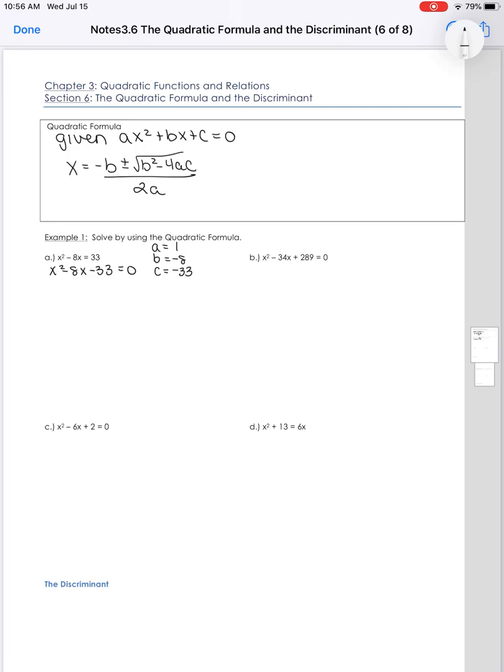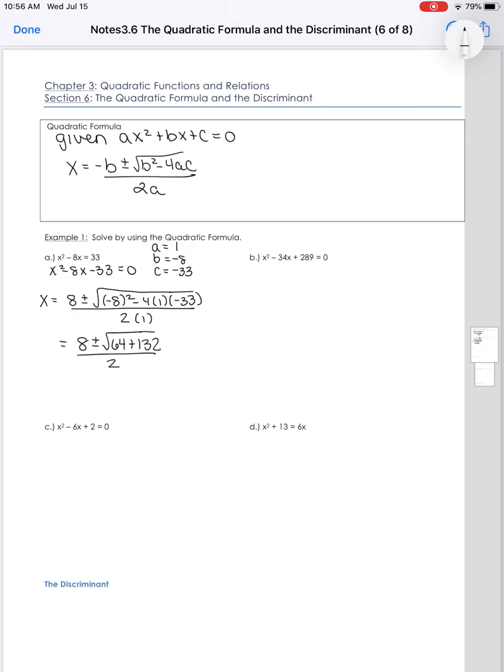So in this case, the problem we have is it's not equal to 0. So the 33 has to move over first. That then allows us to identify our a, our b, and our c. So again, those are the leading coefficients that we're working with here. So now what I'm going to do is take each of these values and just sub it directly into the formula.